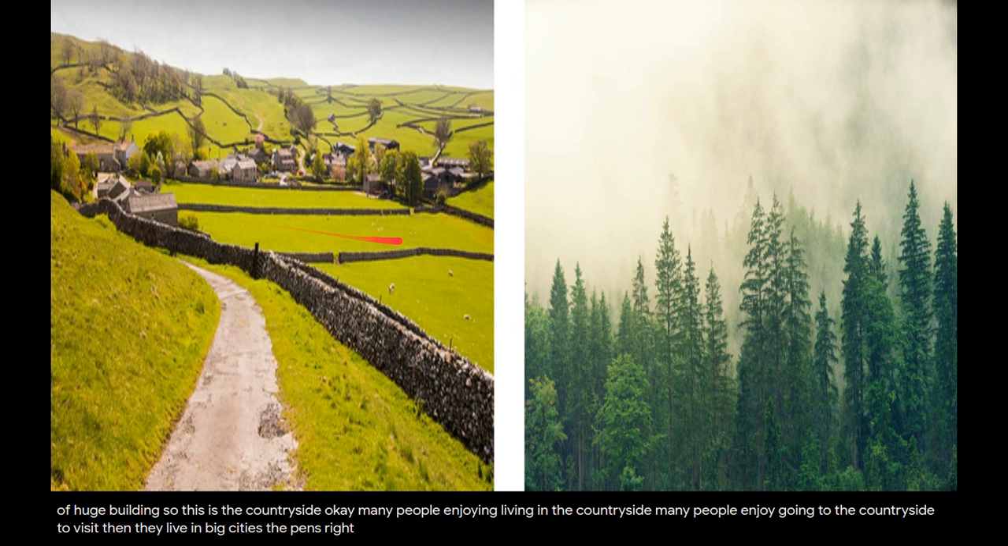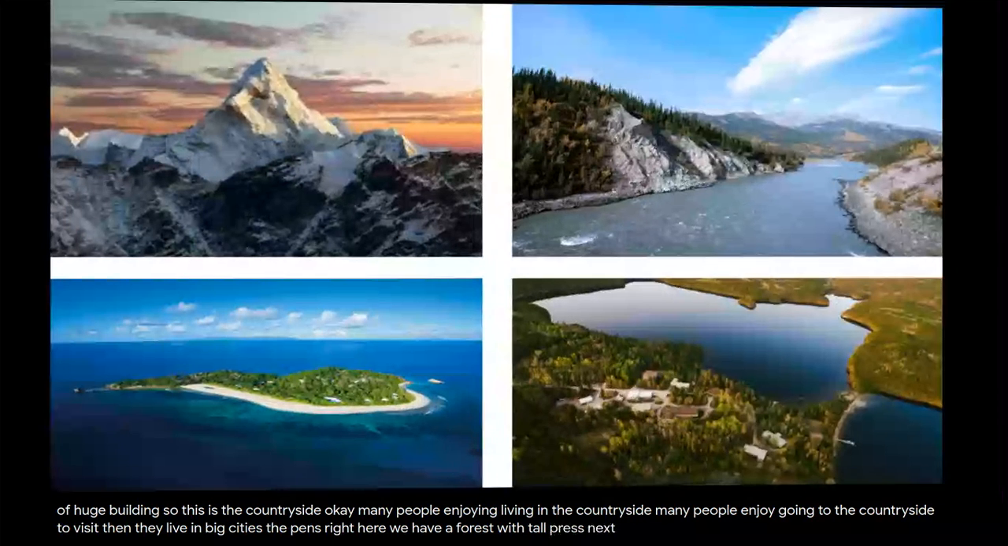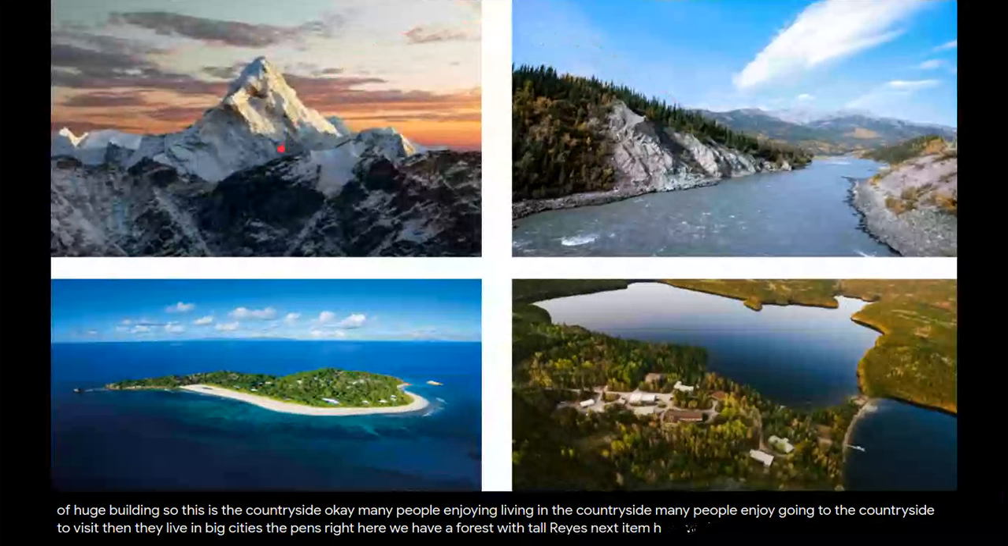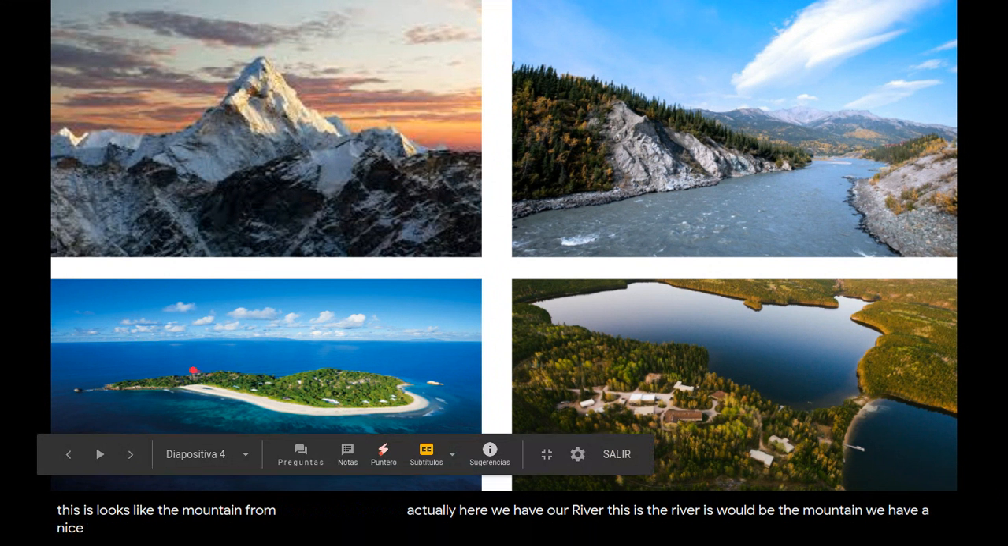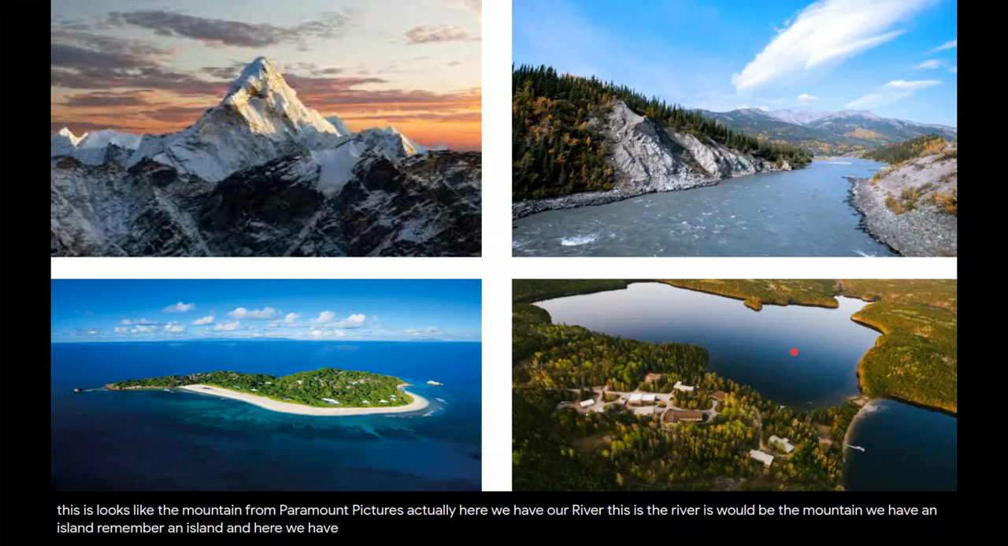Then they live in big cities. Depends, right? Here we have a forest with tall trees. Okay, so we have a forest. Next item here, we have a mountain. This is a mountain. So it looks like the mountain from Paramount Pictures, actually. Here we have a river. This is the river. This would be the mountain. We have an island. Remember an island? And here we have a lake. This would be the lake.